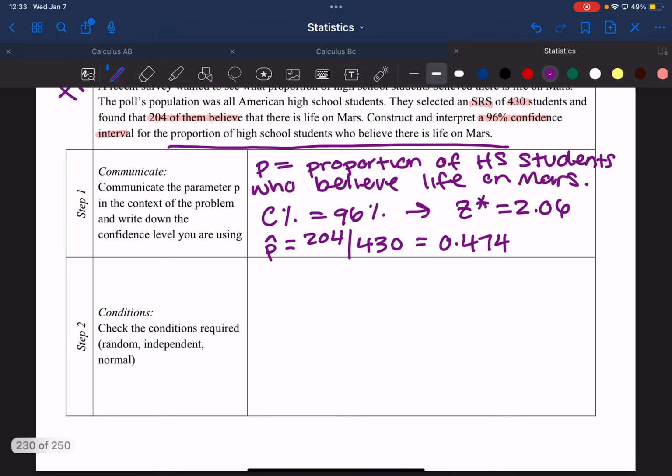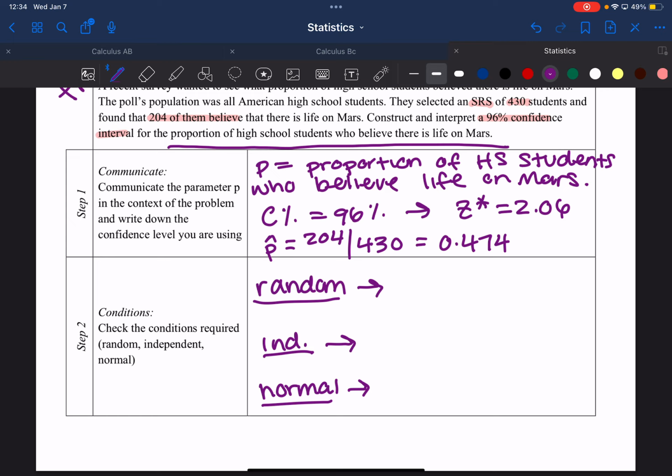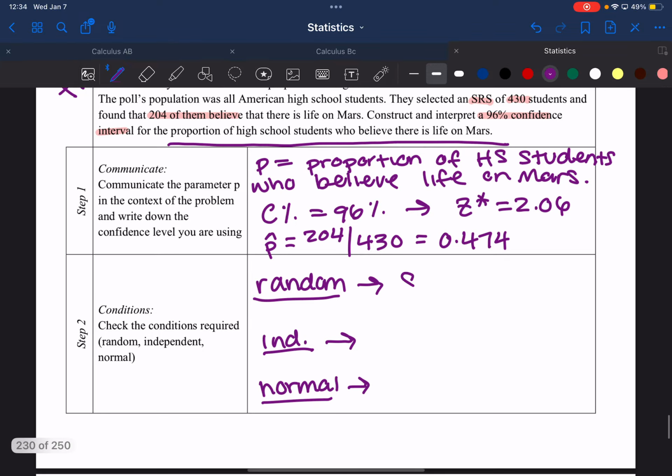Okay, our next step is to check our conditions. So very important when you're checking conditions that you label which condition you're checking. The idea is to be as organized as possible so the grader can find your answer easy. So the first one says random. In order to prove that it's random, we have to see what in our problem that there's some type of random sample. Is there a word in the problem that shows that? SRS. So that's what we're writing. SRS, check mark. That's done.